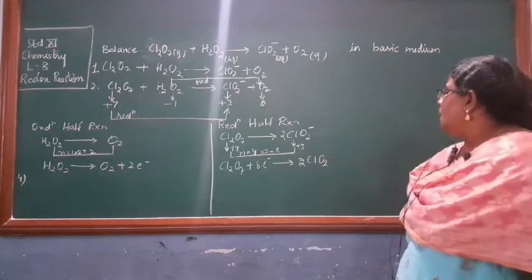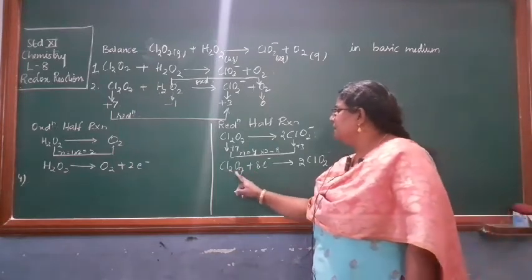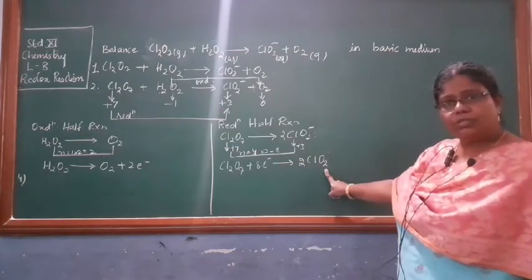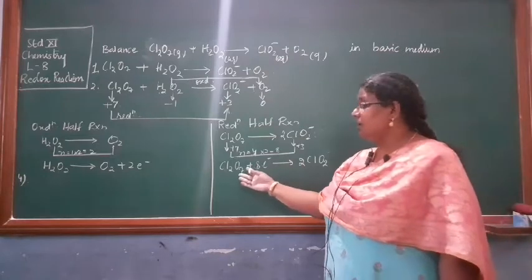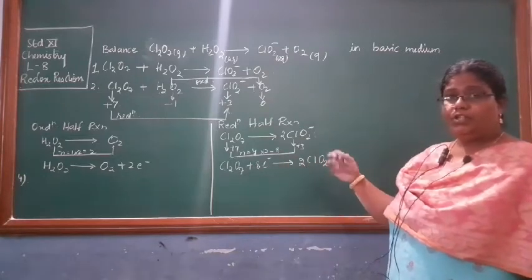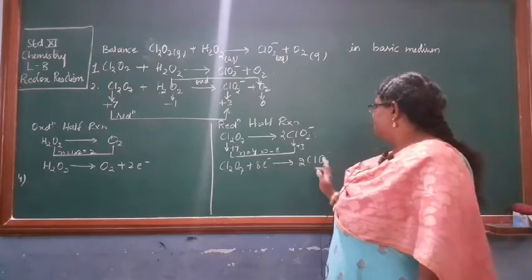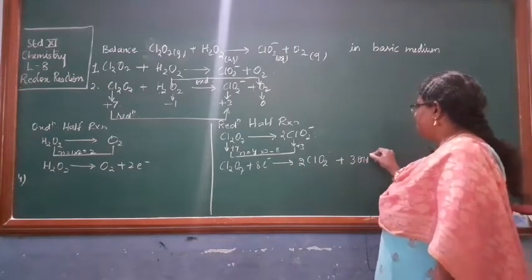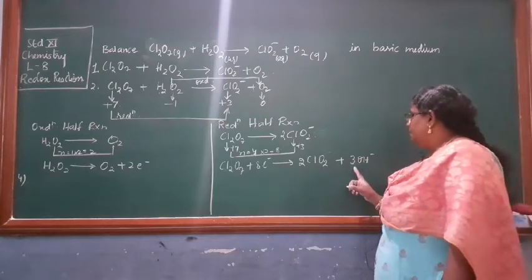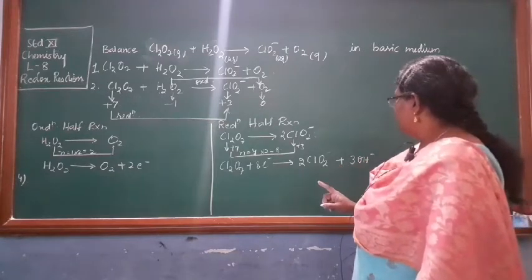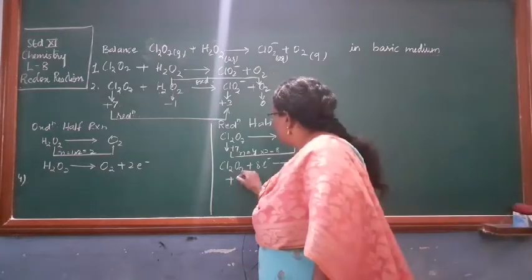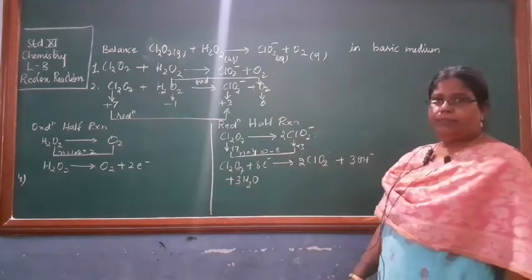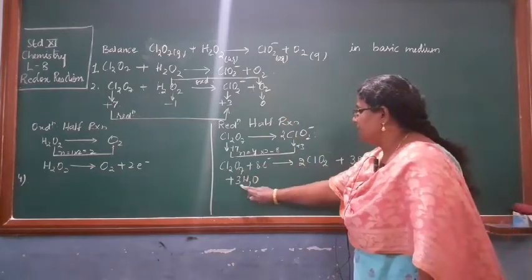ठीक है, अब देखो यहाँ पे मेरे पास कितना ऑक्सीजन है? 7 ऑक्सीजन. इधर मेरे पास कितना है? 4 ऑक्सीजन. मतलब कितना ऑक्सीजन? I want more. I should have 3 oxygen more here. So if I put here 3 OH minus, ठीक है, H2O. So I have 10 oxygens here, 7 plus 3, 10.